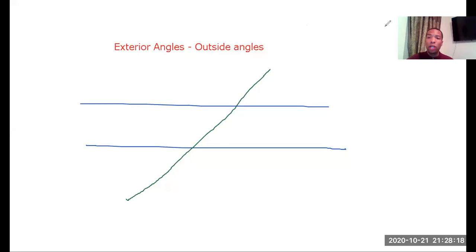The next thing we want to look at are the exterior angles, which are the angles that are on the outside. That right there is an exterior angle. That is an exterior angle. Right here is an exterior angle, and right there is an exterior angle. All the angles on the outside are exterior angles. Also keep in mind that these two angles right here and these two at the bottom are supplementary to each other. You add them up and they equal 180.